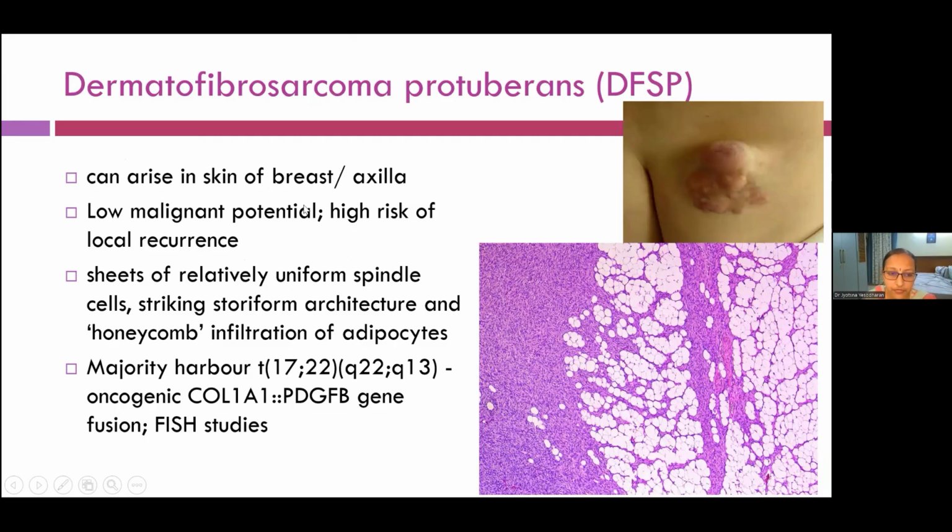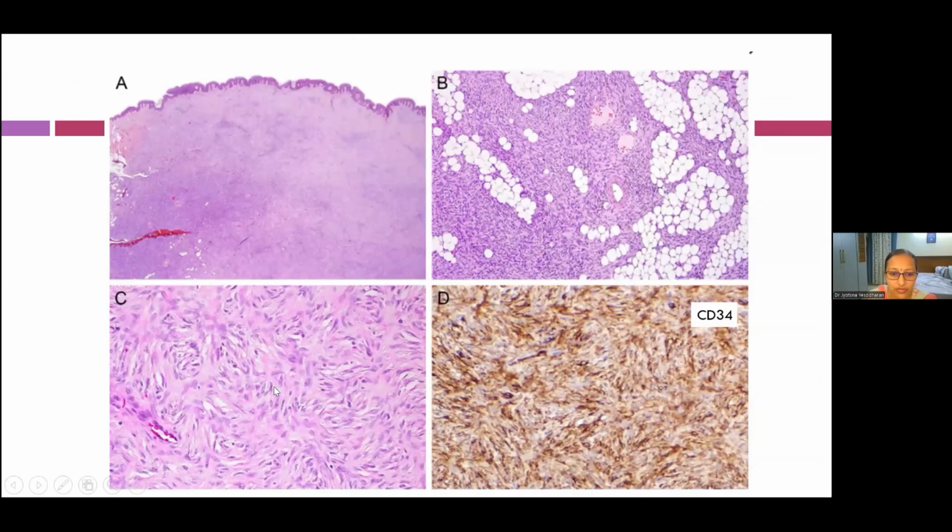Another myofibroblastic tumor of low malignant potential, which arises rarely in the skin of breast and axilla, is a dermatofibrosarcoma protuberans. It has a high risk of local recurrence. Morphologically, again, you have pretty bland looking uniform spindle cells with what is known as a striking storiform architecture. So we have a fascination for all these different terms for patterns. So here you have this typical storiform or a spoke wheel kind of pattern of arrangement of spindle cells. And you can see them infiltrating the fat in a very honeycombed fashion. Okay. And this is CD34 positivity in a DFSP.